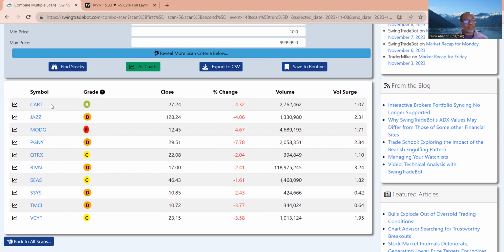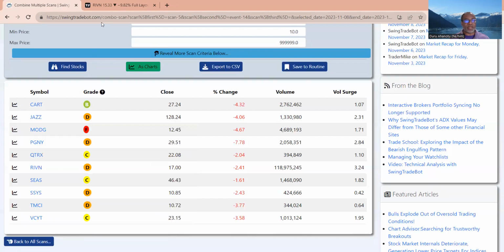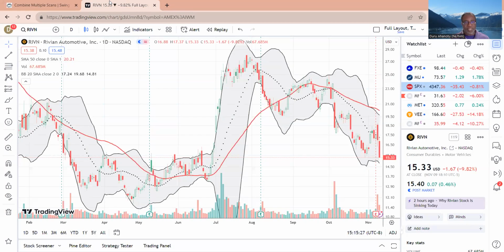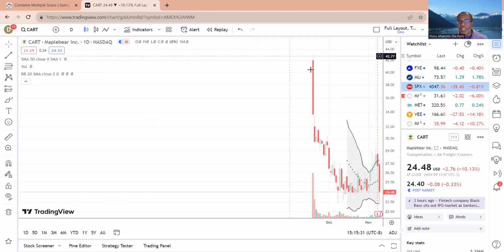Cart is probably something that people have heard of. This is Instacart, otherwise known as Sugar Bear or Honey Bear or something I can't even remember. Sorry, Maplebear. And you can pretty much see here on Swingtradebot's chart, but I always like to go to TradingView because I have certain things set up here. So let's take a look at Maplebear.